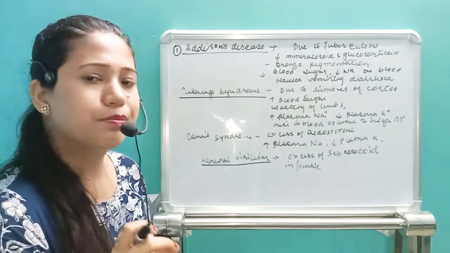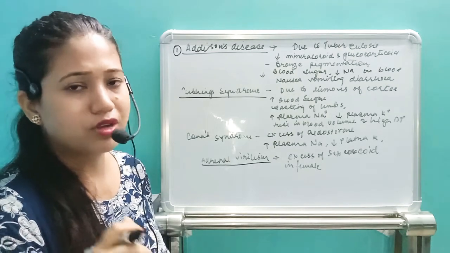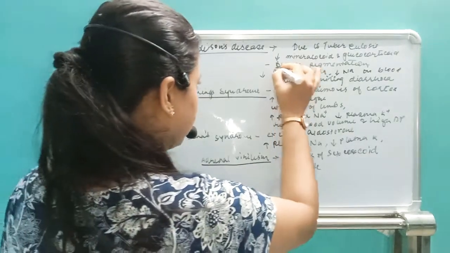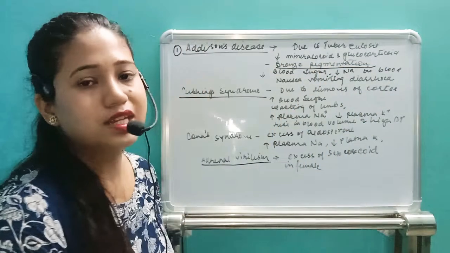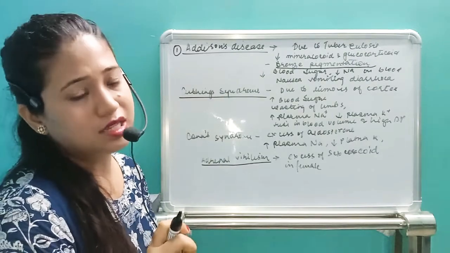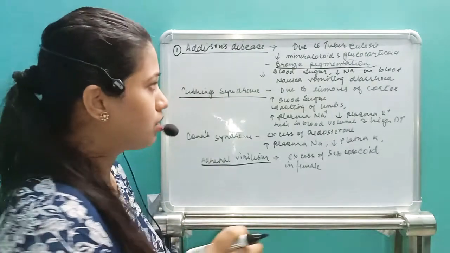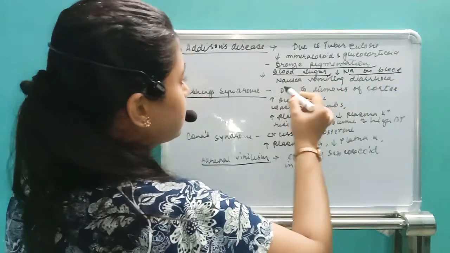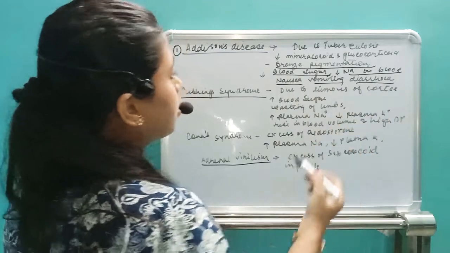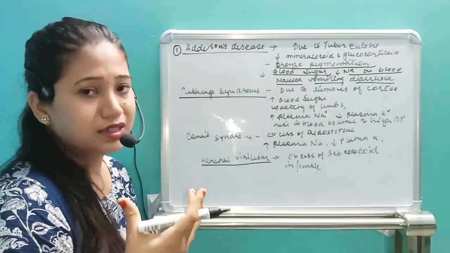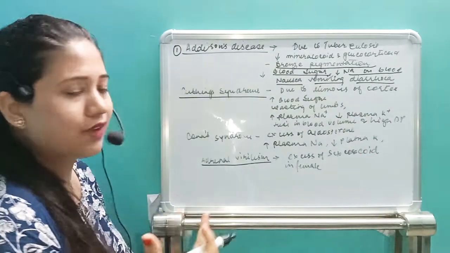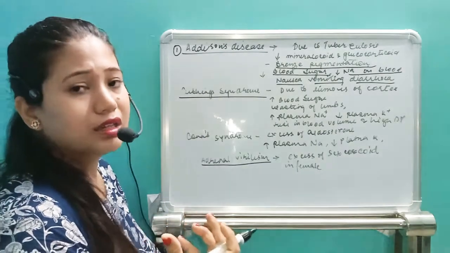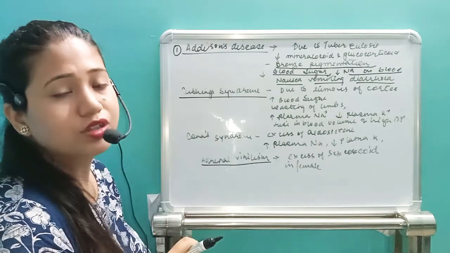In this disease, a very particular symptom appears, that is bronze-like pigmentation in the skin. This is a very peculiar characteristic found in Addison's disease. And another condition is that the blood sugar level will be decreased, and the sodium level in the blood will be decreased. It will cause vomiting and nausea. Nausea means feeling faint. This type of symptom will be seen in Addison's disease.